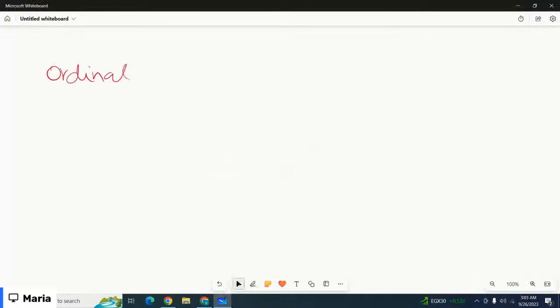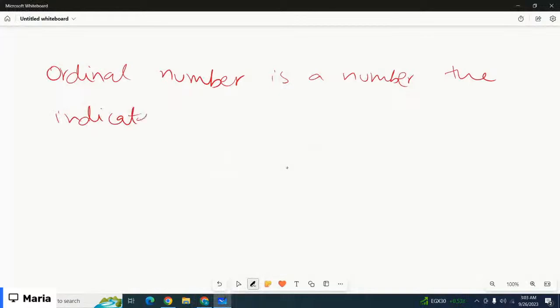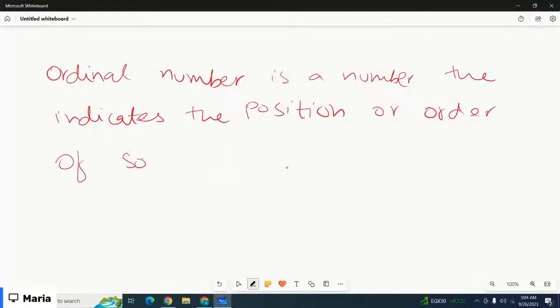Please make sure you have your notebook and pencil so that you can note down the important examples and definitions as well. You can note down the definition. An ordinal number is a number that indicates the position or order of something in relation to other numbers.